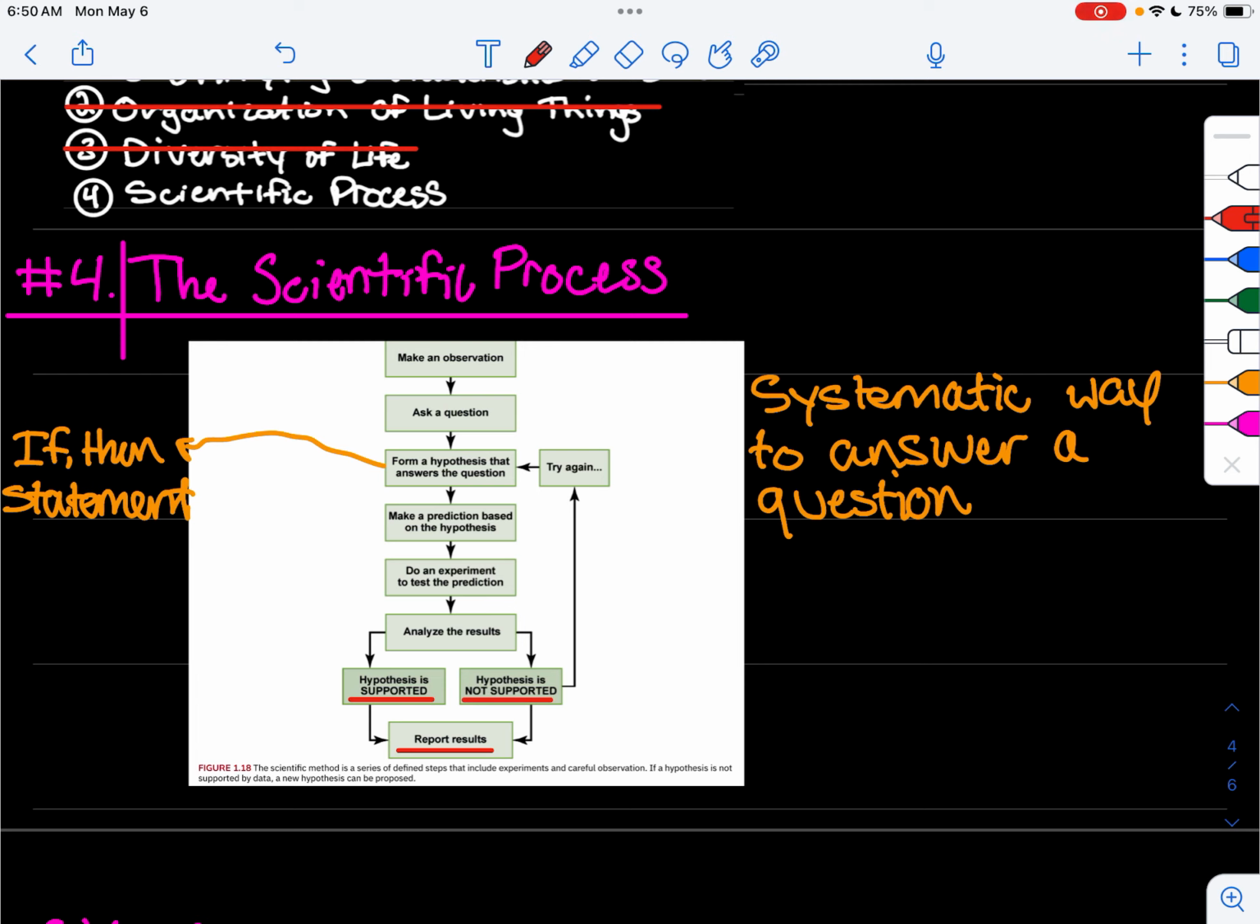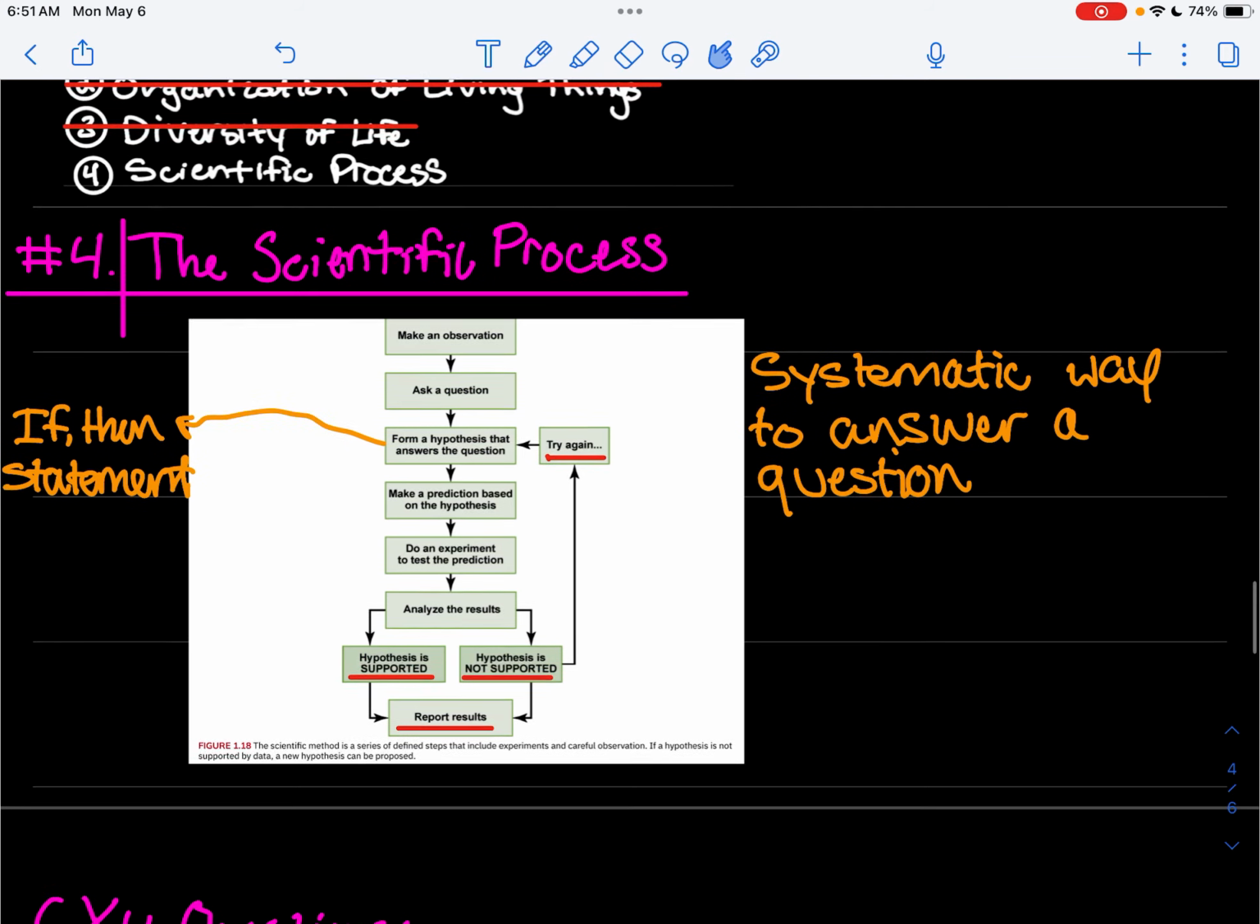So as you can see here, the hypothesis is not supported. It brings up an arrow to this try again box. If your original hypothesis did not work, you can just try a different hypothesis. And then if your hypothesis is supported, of course, you report your results just like when your hypothesis is not supported. There's a question in the check your understanding questions about the scientific method, but I think I will leave it at that. Again, it's a systematic way to answer a question. A hypothesis is in the form of an if-then statement. And what's really important is it does not matter if your hypothesis is supported or not supported. You always report your results and have a conversation about it.